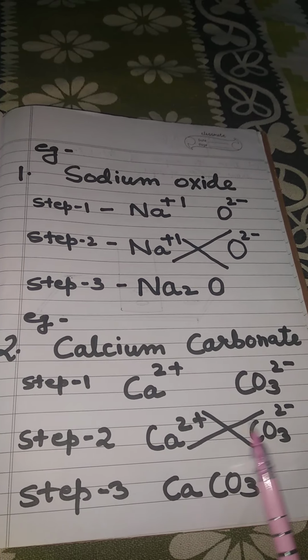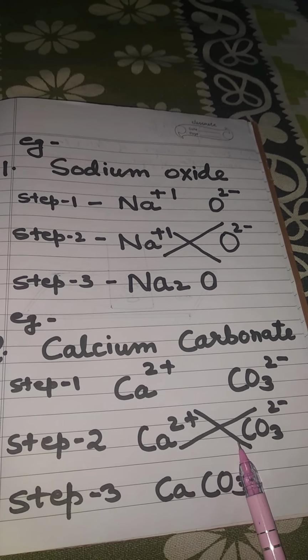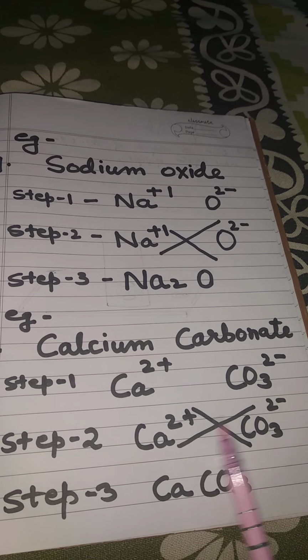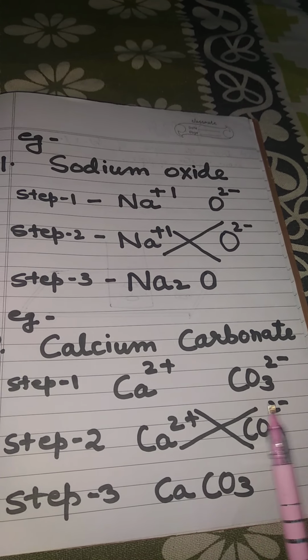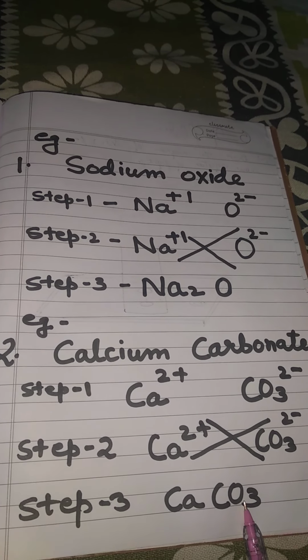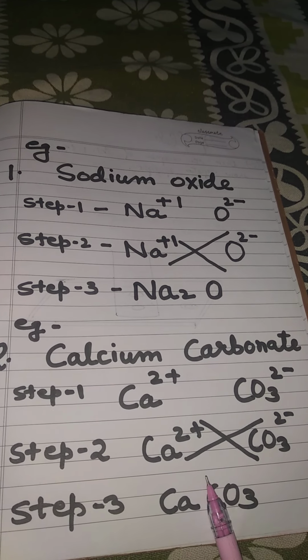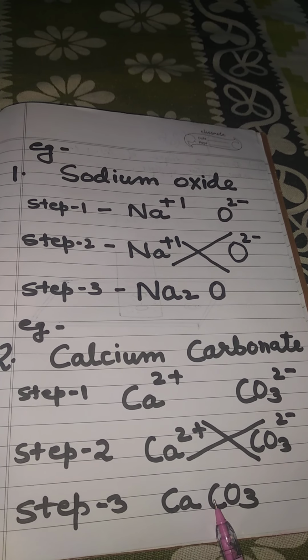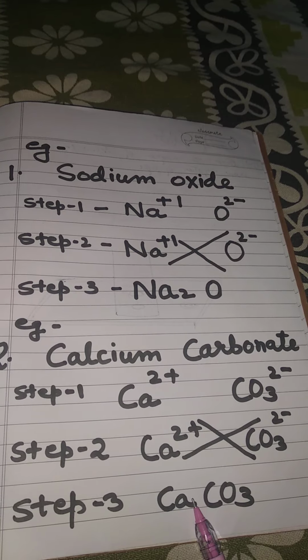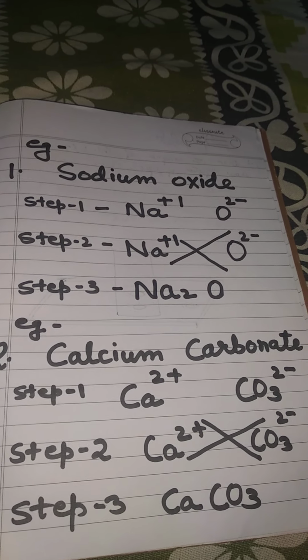So we will remove 2 here. We will crisscross it, and the common factor 2 is present in both of them, so we will remove 2 and the formula will be CaCO3. Now I will give you many names of chemical compounds for which you will write the formulas stepwise. Thank you class.